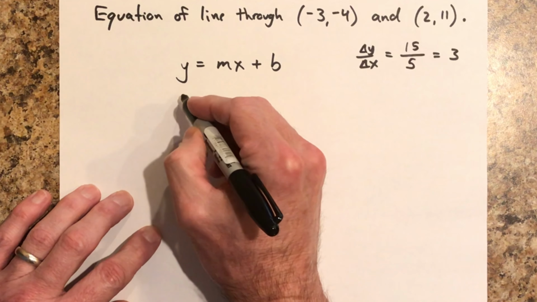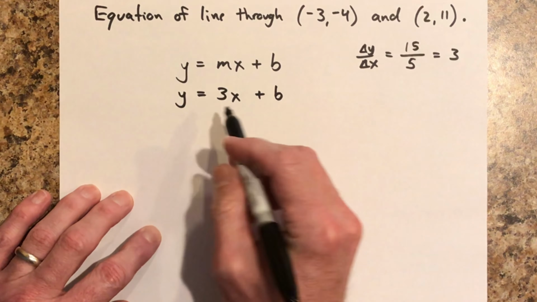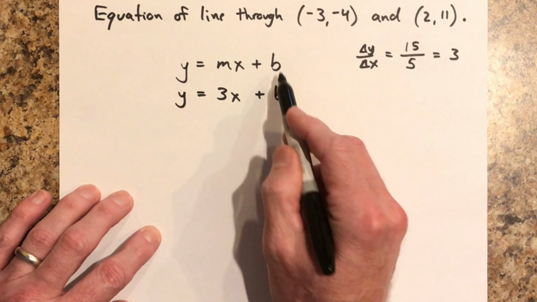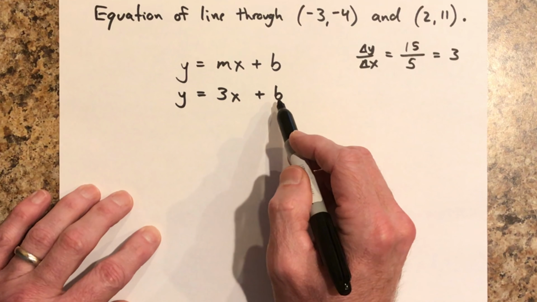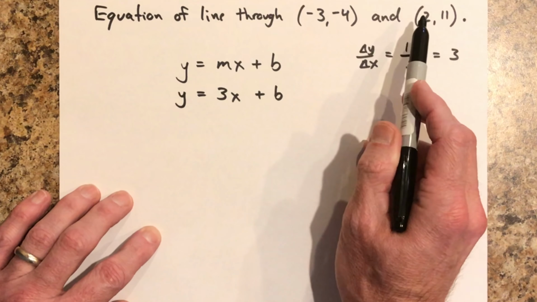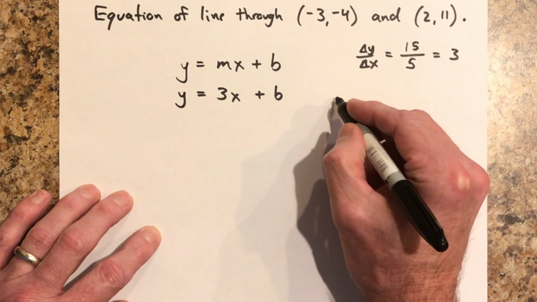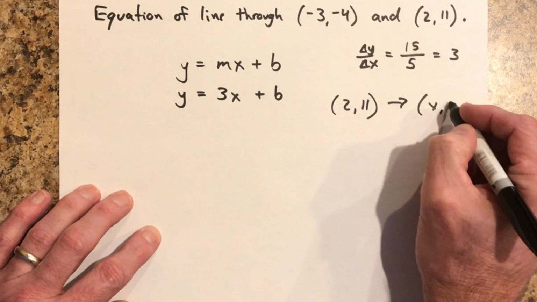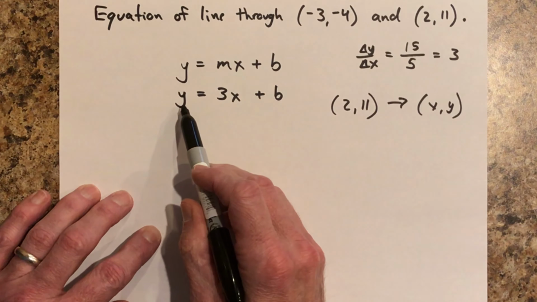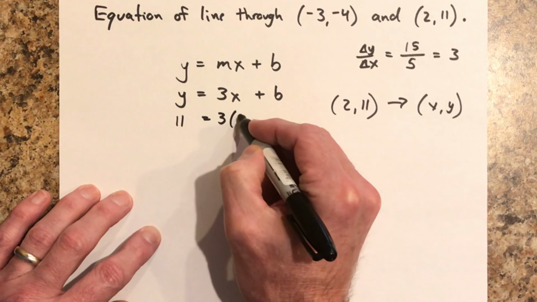Since we now know the slope, we can write y = 3x + b. We know the slope is 3. We don't yet know the y-intercept. In order to figure out the y-intercept, we're going to use one or the other of these points. And it doesn't matter which. I'll choose (2, 11). We're going to substitute 2 and 11 into x and y. So we're going to replace y with 11, and we're going to replace x with 2. Simplifying 3 times 2.